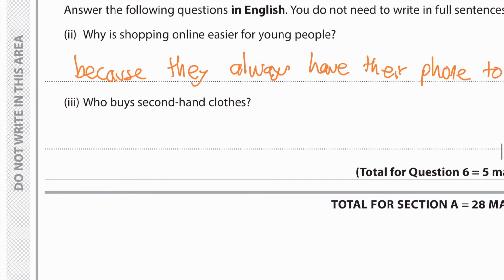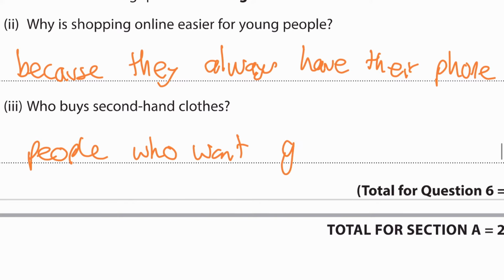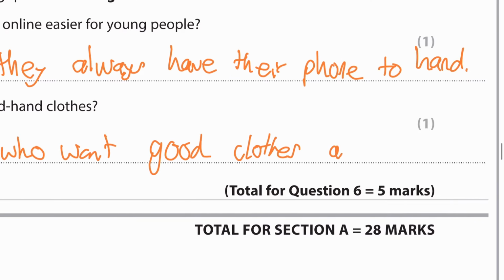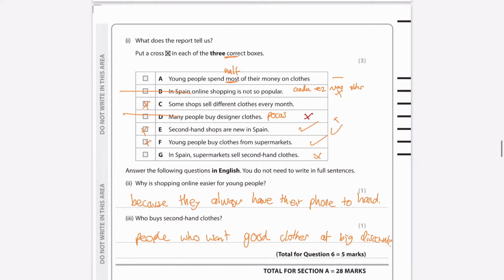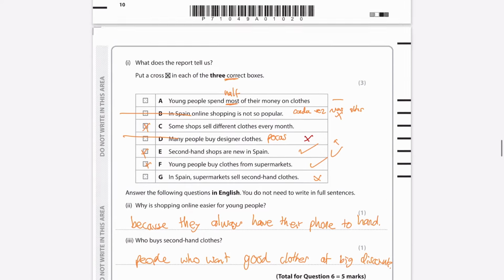So, how would I say it, those who want, like people who want good clothes at big discounts. Vale? And that's question 6 there.